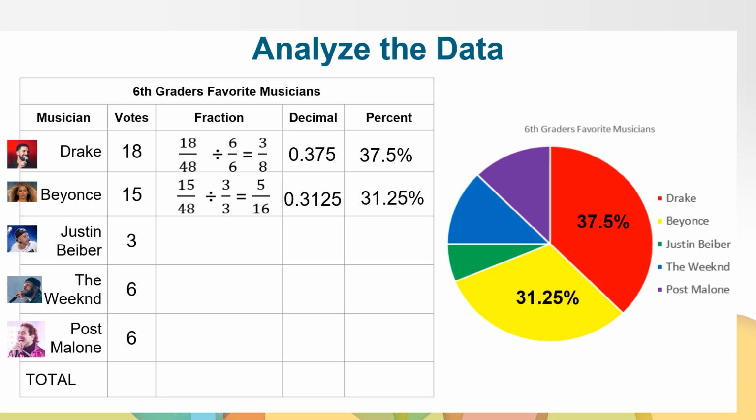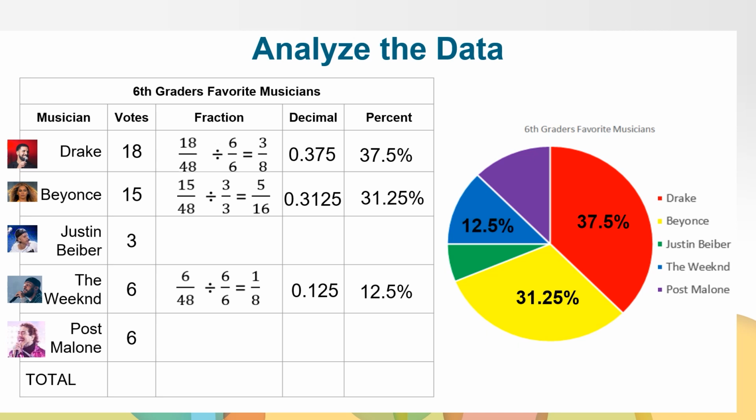I'm going to skip over Justin Bieber and focus on The Weeknd next because I know his values will be equivalent to Post Malone's. Then I'll use that to figure out Justin Bieber's. The Weeknd got 6 out of 48 votes. To simplify, we'll divide by 6/6 and get 1/8. And I know that that's equivalent to 125 thousandths, or 12.5%. So we'll represent The Weeknd's 12.5% in the blue section.